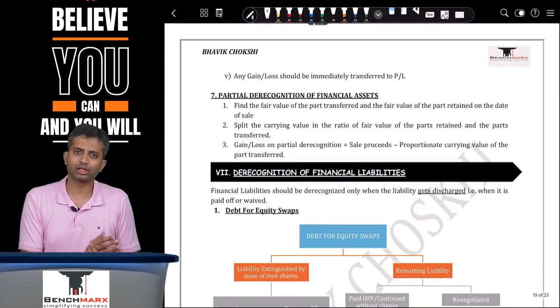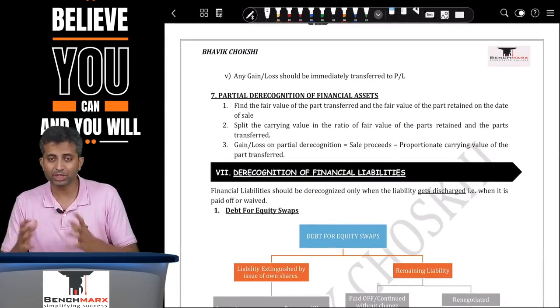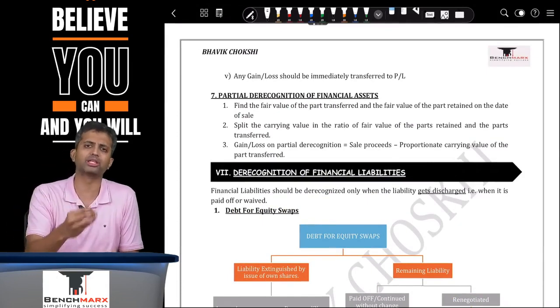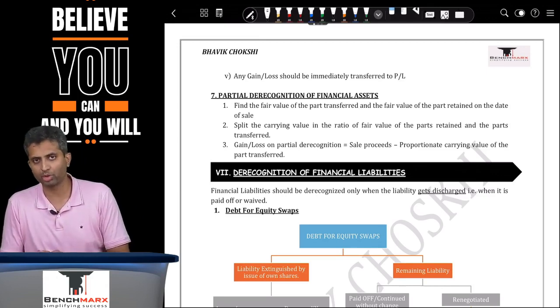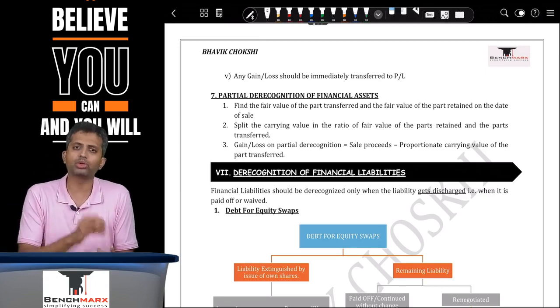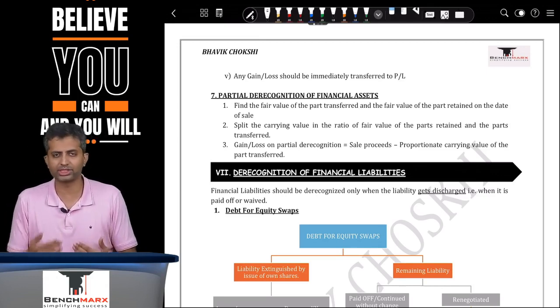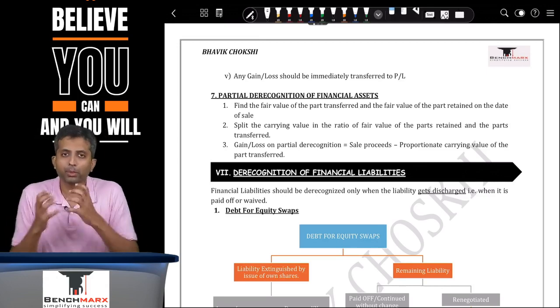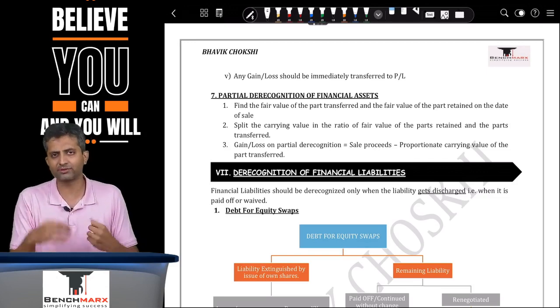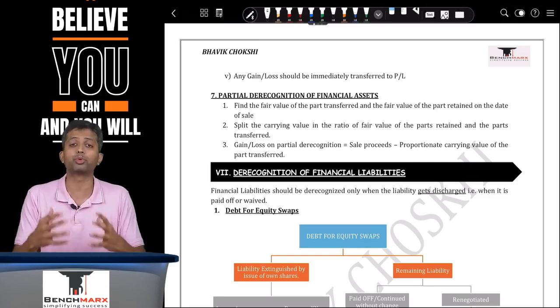Next, we have partial derecognition of financial assets. Sometimes it might happen that there is a bond and you are transferring just the interest component of the bond, or it is the principal component of the bond, in which case you will have to compare the sale proceeds that you have received on such transfer with the proportionate carrying value. The proportion of the part that is transferred is calculated based on the proportion of the fair value.